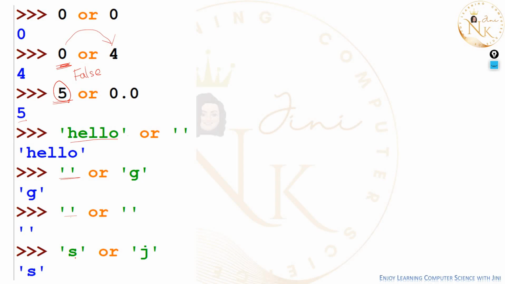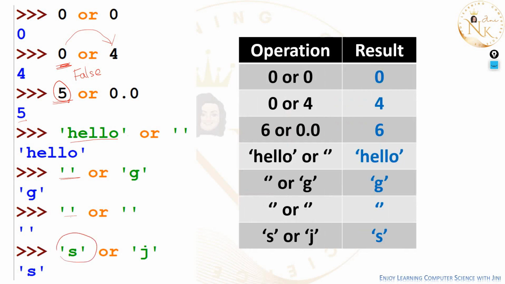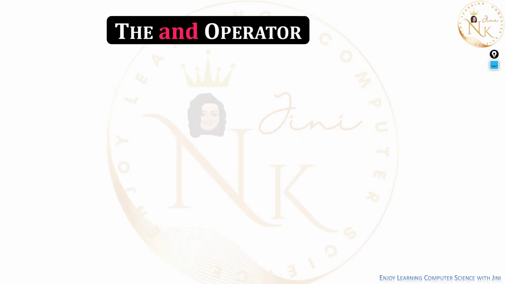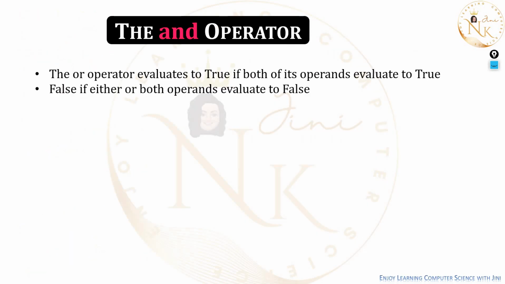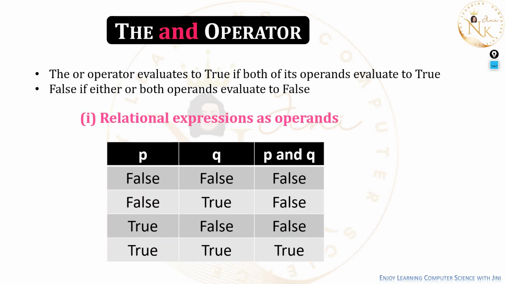Then the first operand is true, so it returns the first operand as the output. Okay, this is how you have to calculate for the OR operation. Now, the AND operator evaluates to true if both the operands evaluate to true. Otherwise, it is false. So, when both the operands are true, your output will be true. Otherwise, it is false, right?